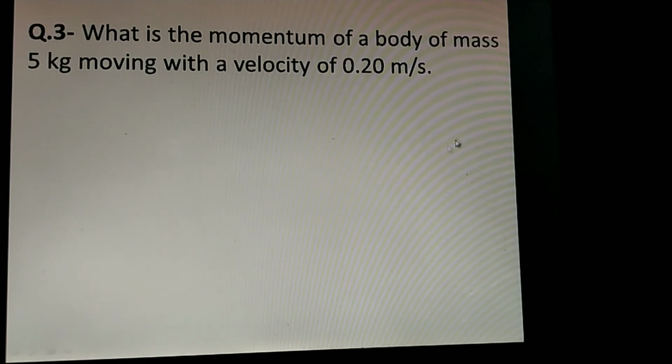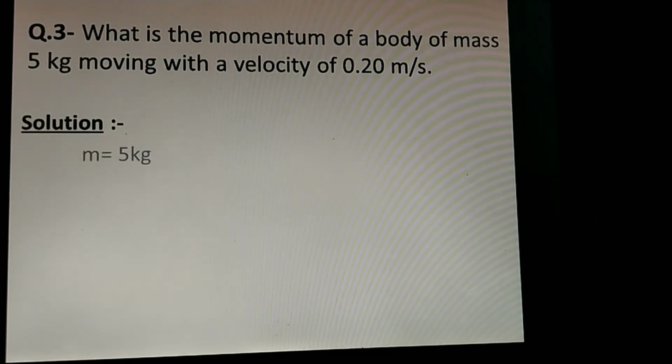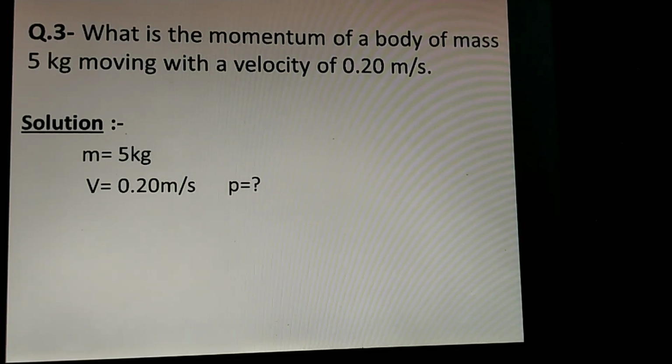Now the next question is, what is the momentum of a body of mass 5 kg moving with a velocity of 0.20 meter per second? What is the momentum, meaning what will be the momentum of the body with the body mass of 5 kg, and that 5 kg body is moving with a velocity of 0.20 meter per second. First we will write all the values which are given in the question, that is mass is equal to 5 kg, velocity of 0.20 meter per second, and momentum is ours to find.